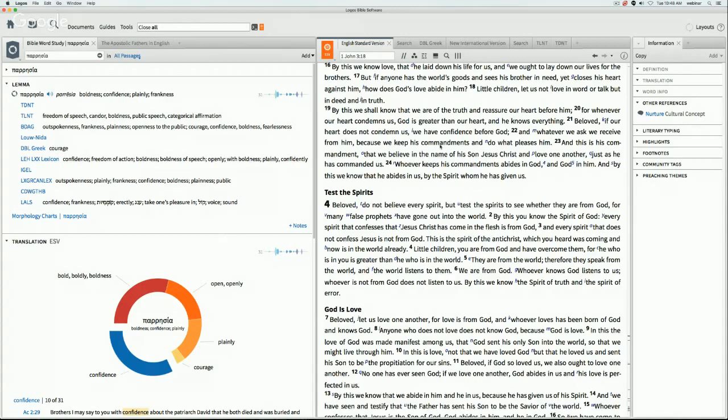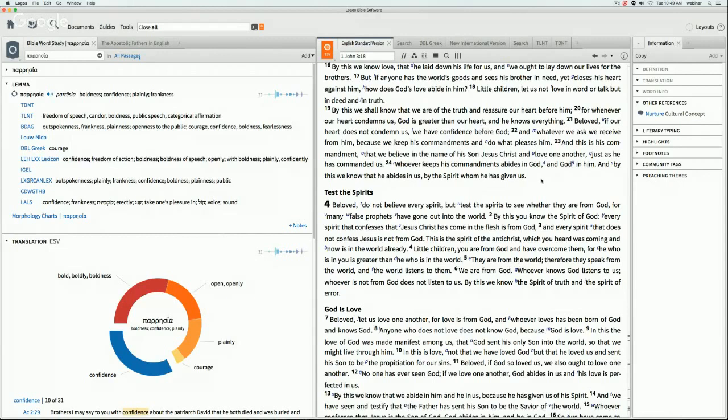So what does it mean before God? We are coming before God as an authority. We are coming before God openly and plainly, and in some sense courageously, because we know that our hearts are not clean. We know that our hearts can condemn us, but God has given us a reason to know that we can have confidence that he is greater than our heart.